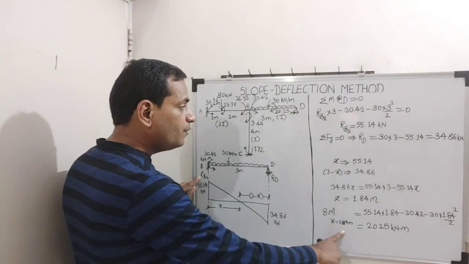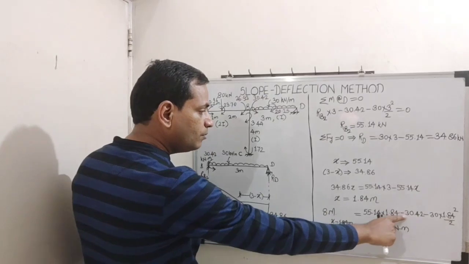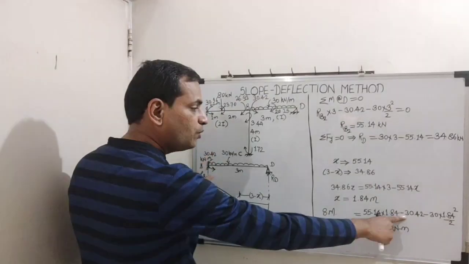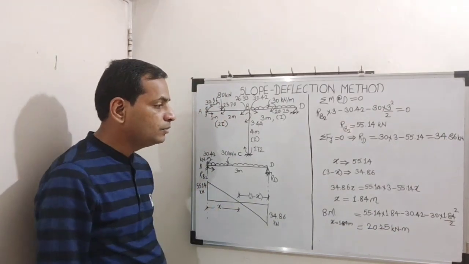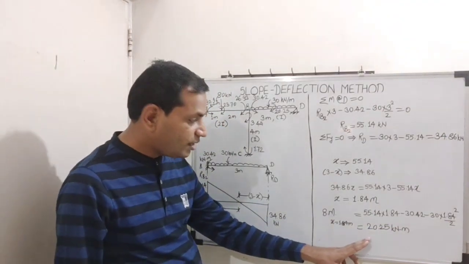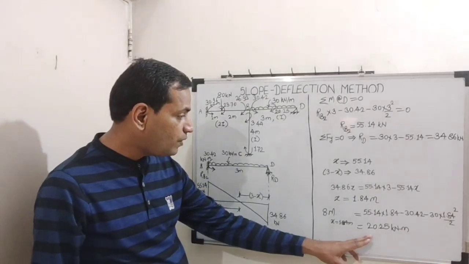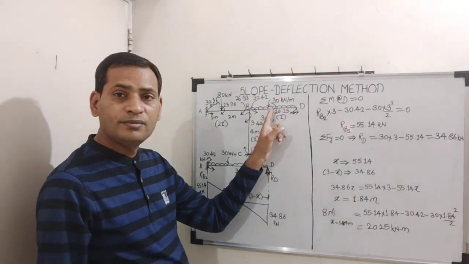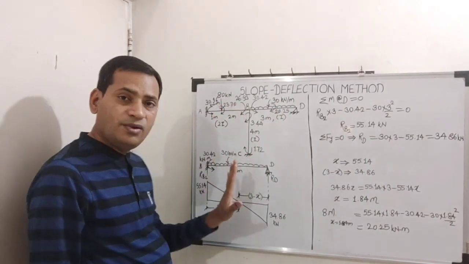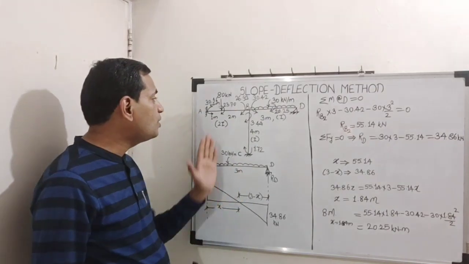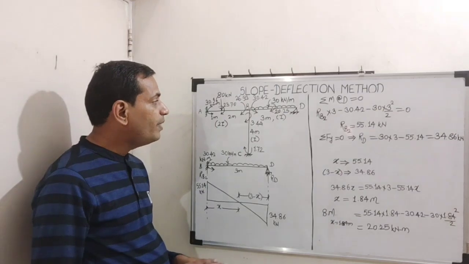So RB2, which is 55.14 into 1.84 minus 30.42 minus 30 into 1.84 square by 2. So this moment comes to be 20.25 kilonewton meter. So again that is a clockwise moment, I have shown here in the loading diagram. Now for BC there is no external loading, so we need not find any reaction at B or C. Now we can draw the bending moment diagram.